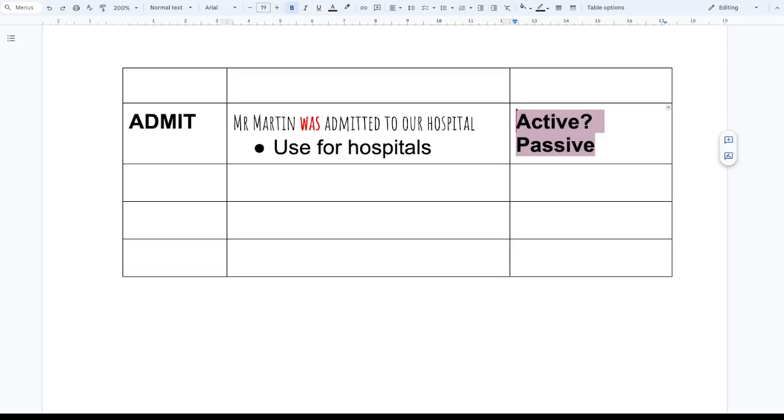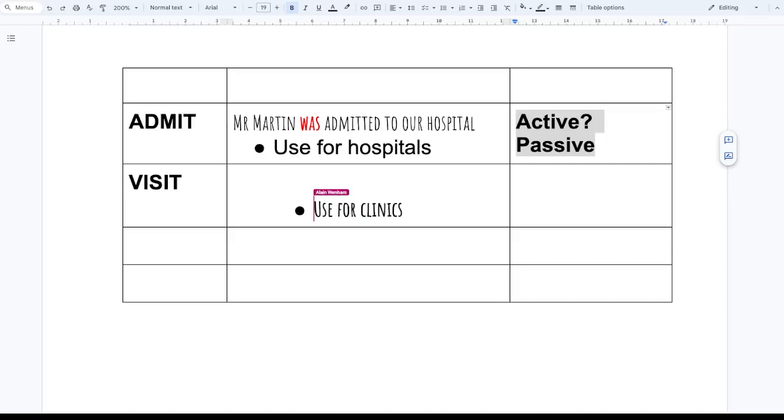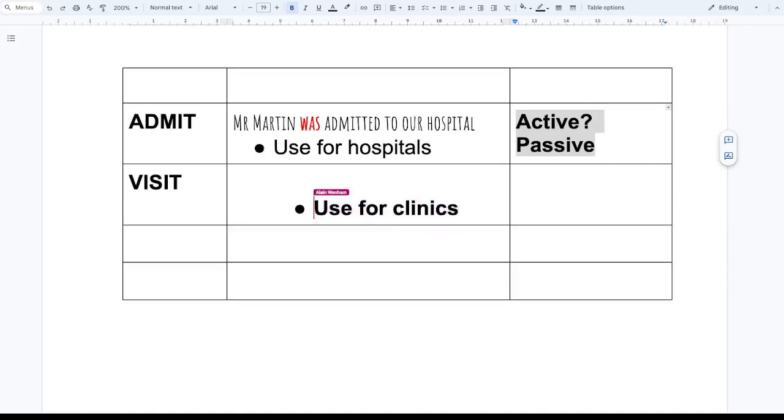Admitted is an entrance verb. Rika, you're right. So Rika's saying visit is for clinics. You're right, Rika. We use that for clinics. I'm going to put this here like this. We'll talk about visit in a second.